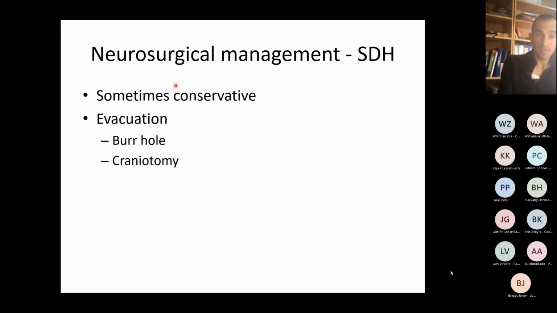Neurological management is sometimes conservative, so sometimes patients just go to Queen's or your neurocentre just so they can be observed and have that additional monitoring that we simply can't offer outside of that context. Or they might have the evacuation, which, as I said, might be a burr hole, or it might be a craniotomy, so taking a bigger piece of skull out in order to get to the clot and take it out.